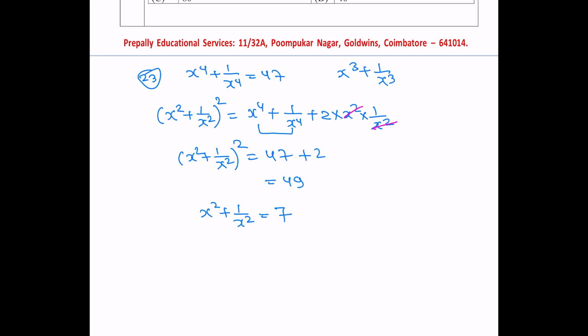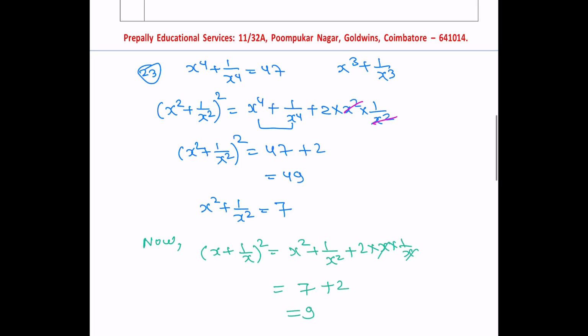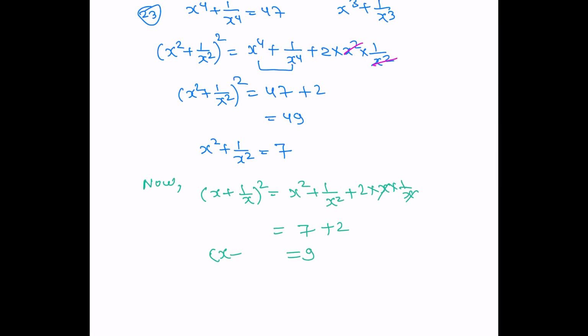Now again here I use this formula, (x plus 1 by x) whole square. So here we can write x square plus 1 upon x square plus 2 into x into 1 by x. So again here I substitute this value, x square plus 1 by x square is 7. Now x and x cancel out, this is plus 2, which is equal to 9. So here we are getting (x plus 1 by x) square is equal to 9. So we are getting x plus 1 by x is equal to 3.